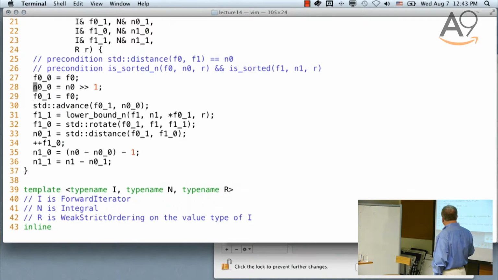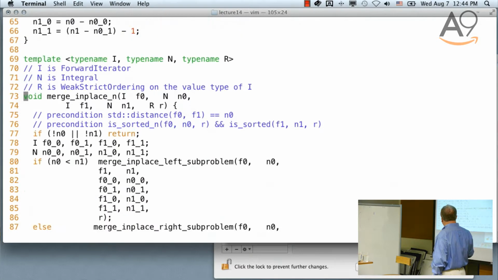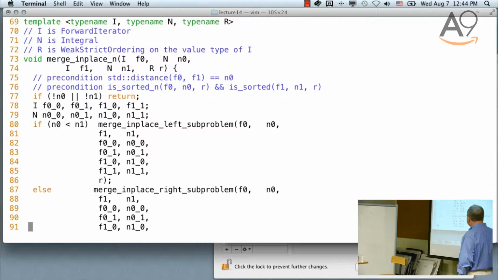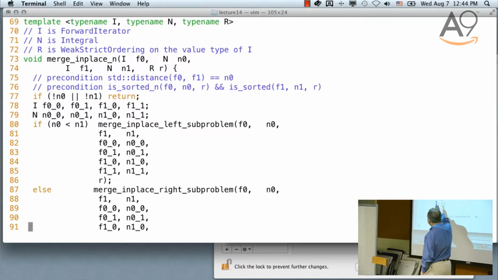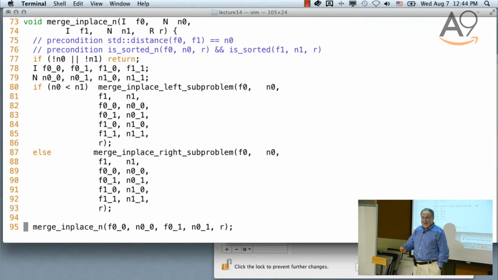And now comes this wonderful function, which actually does the merge in place. So what does it do? It says that if either one is zero, get out. You are done.